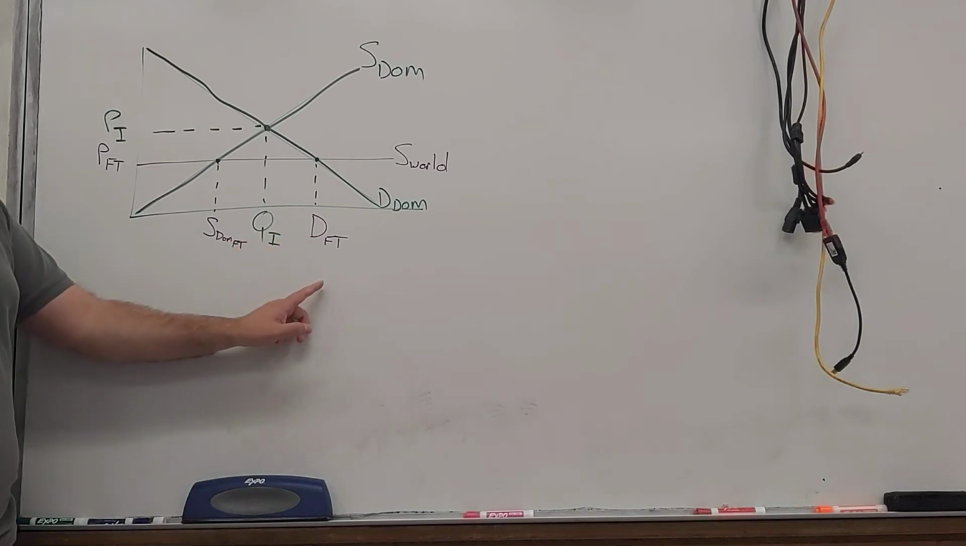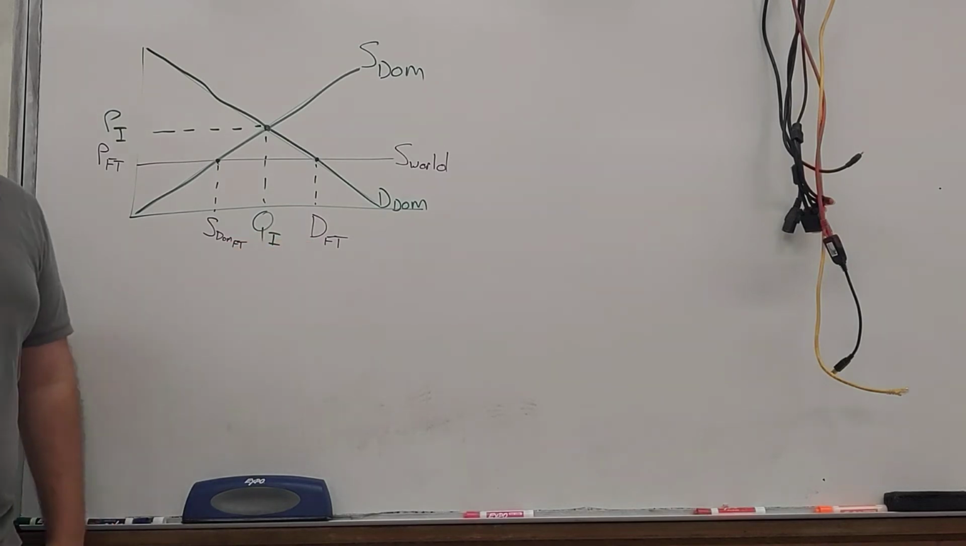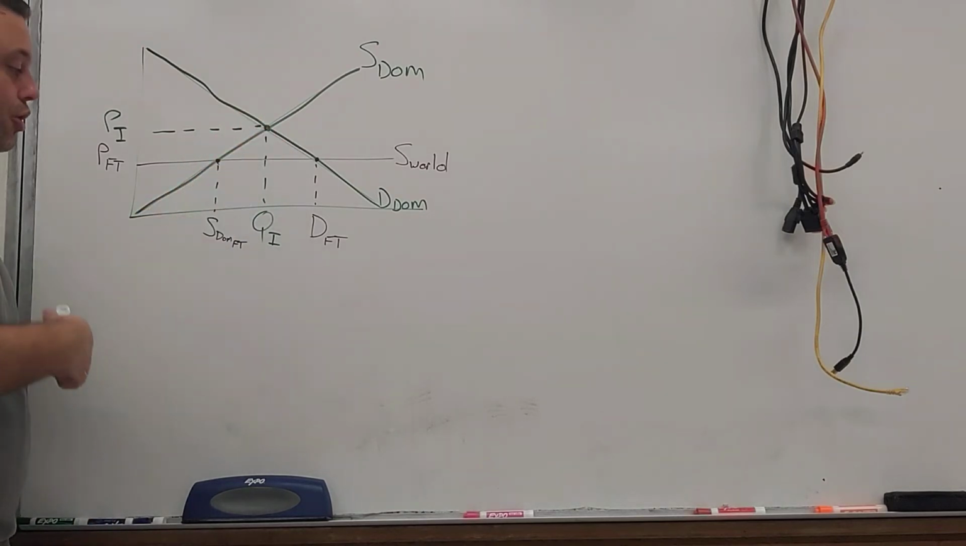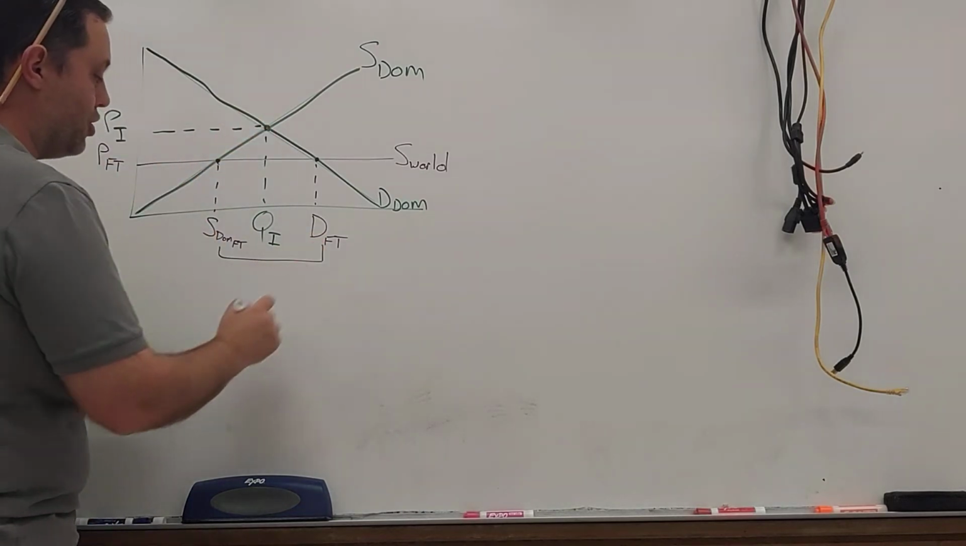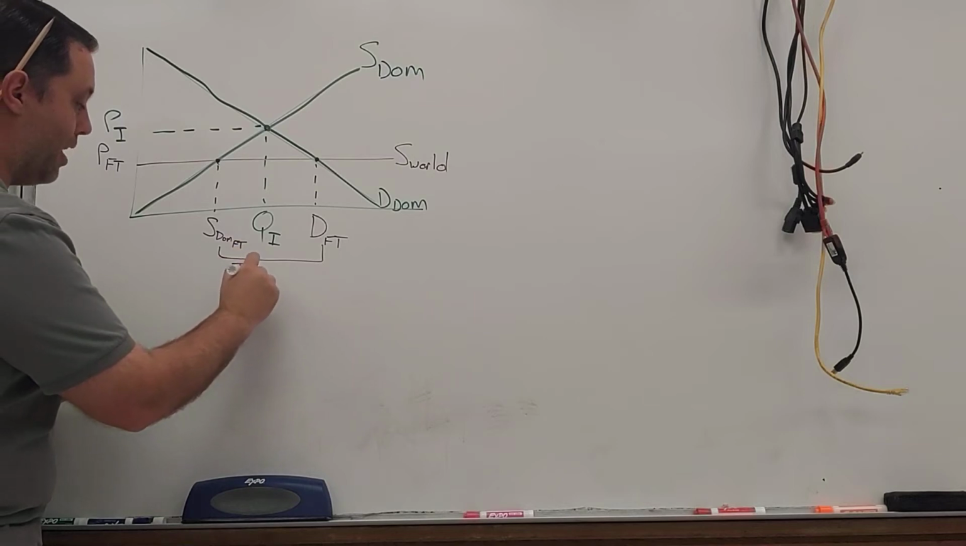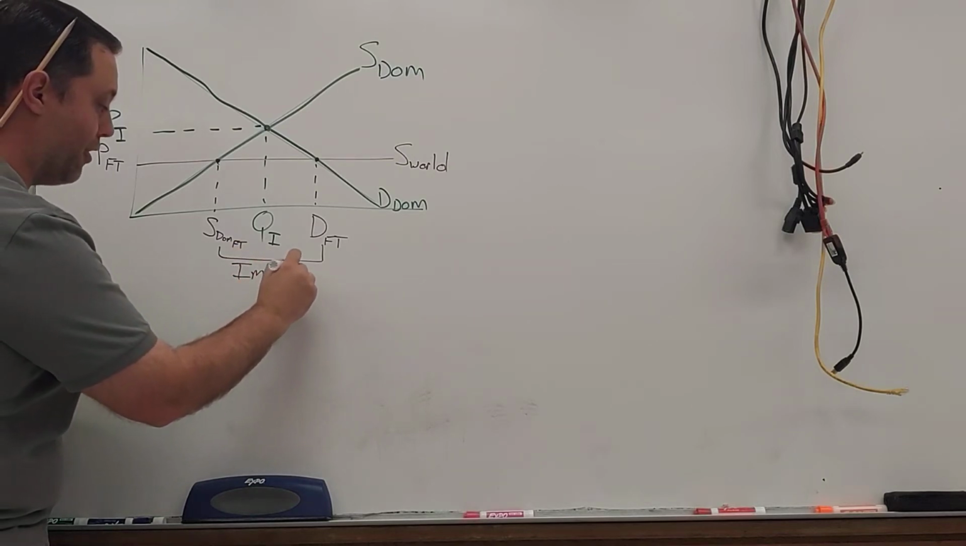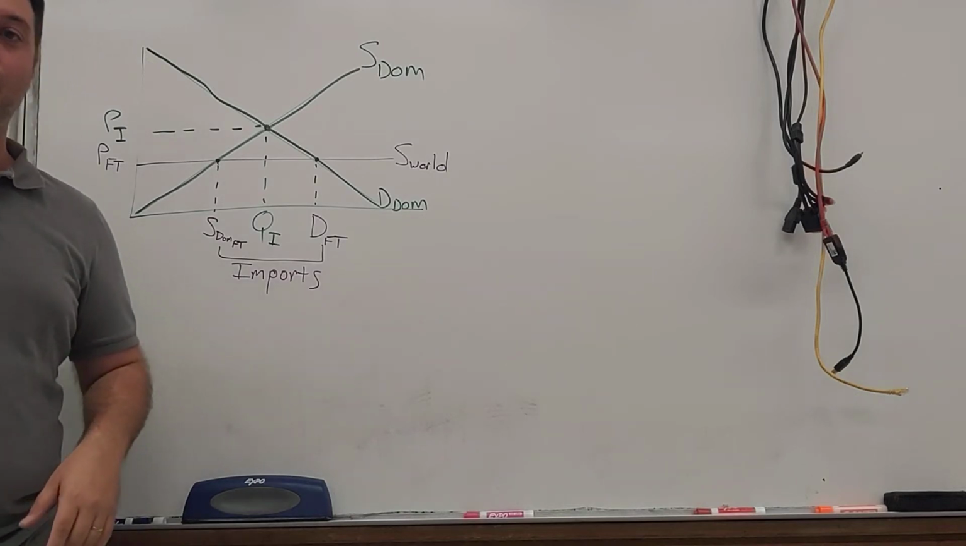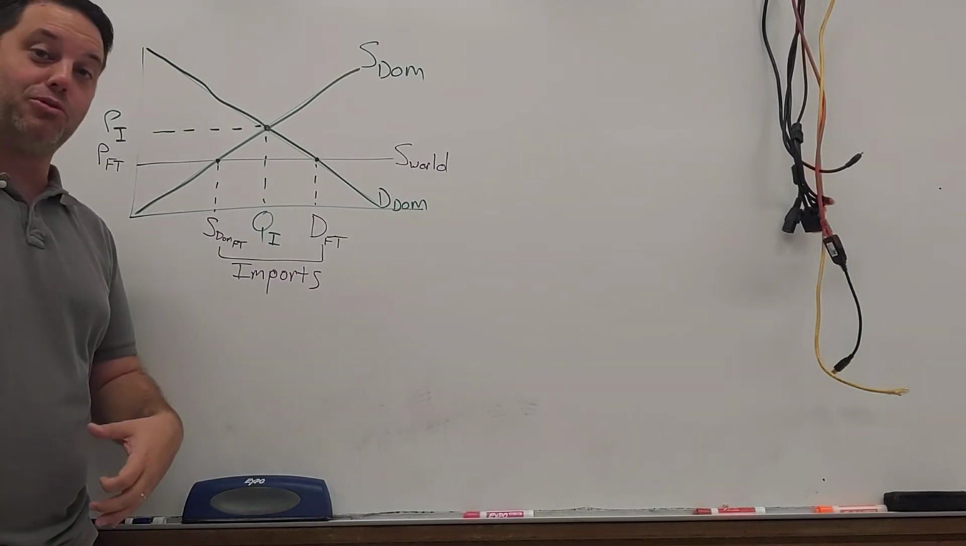Okay, quantity demanded greater than quantity supplied, we've got a shortage. So how do we make up for that shortage? With foreign goods, or in other words, this shortage is made up for by imports. We are importing cheese now. We're bringing in brie. We're bringing in Swiss cheese that's actually from Switzerland.